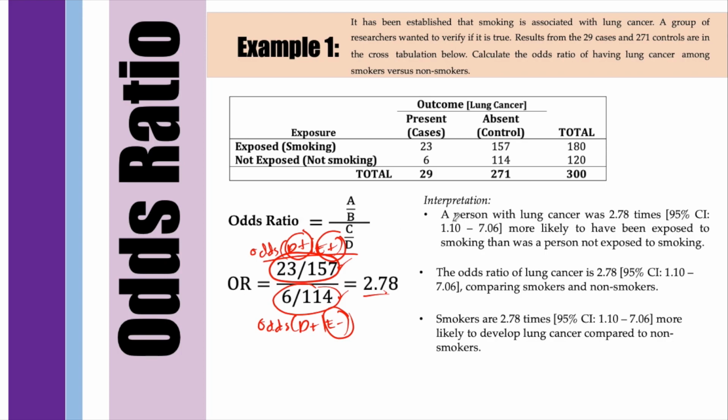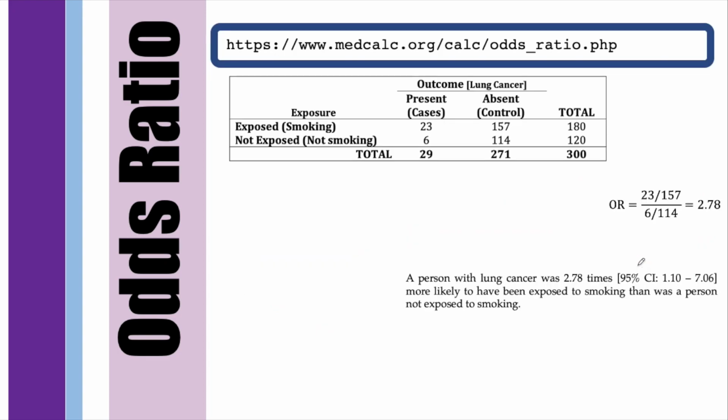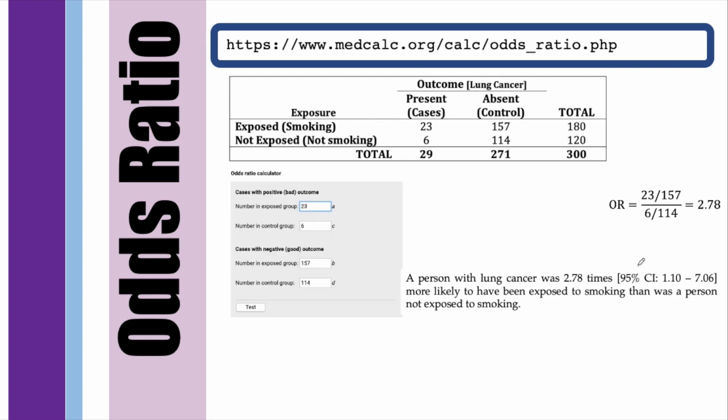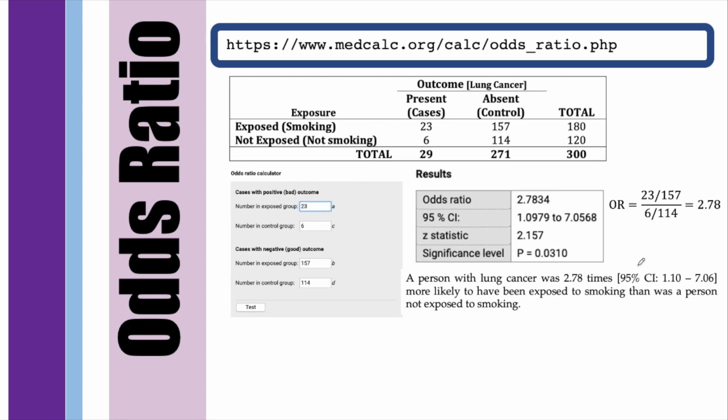However, if you're going to ask me, I would prefer this one, because this one clearly shows that this is retrospective data, since it's stated here that they were more likely to have been exposed. So you may go to a website, which is medcalc.org, as shown here. All you have to do there is put in the four values: 23, 6, 157, and 114. And you will have these results.